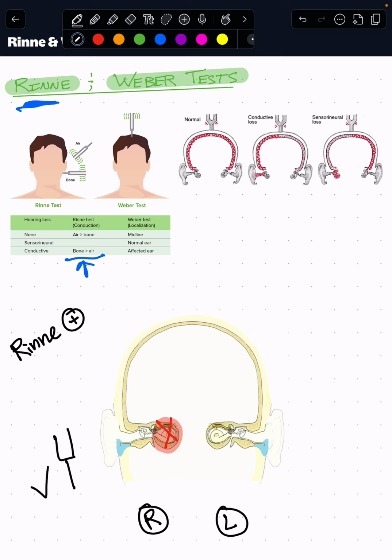Okay? Cool. So when the Rinne test is positive, sensorineural loss can be an option. Or they could be normal, but if that doesn't make sense, I can explain it again. I'm so sorry. But that is how I understand it.